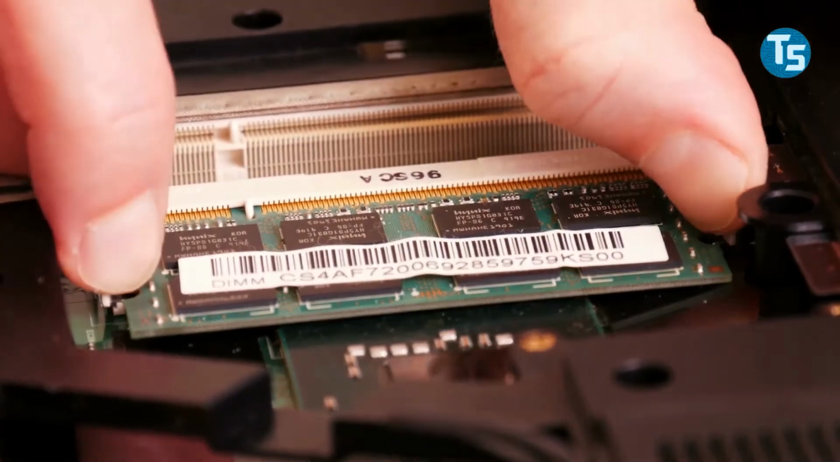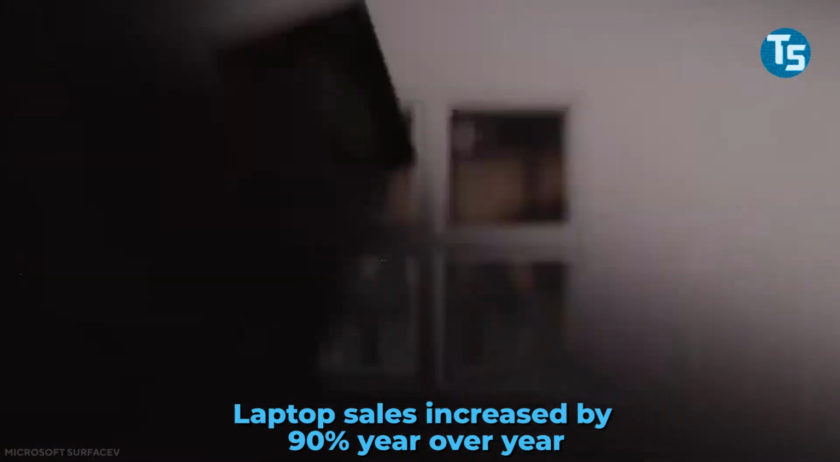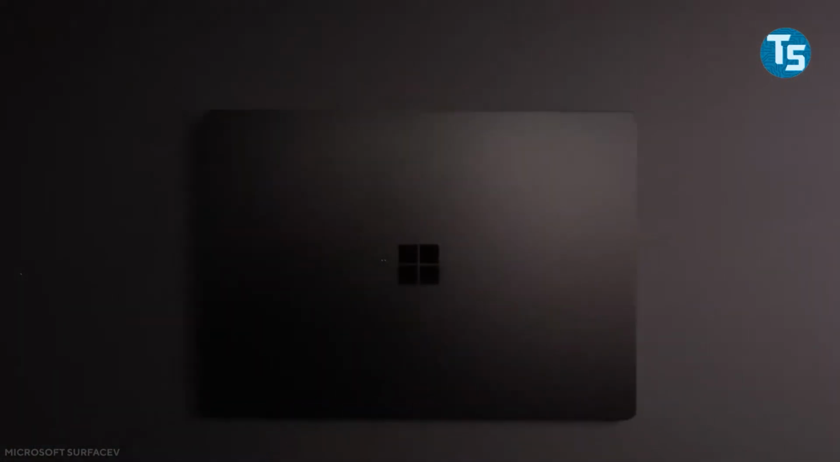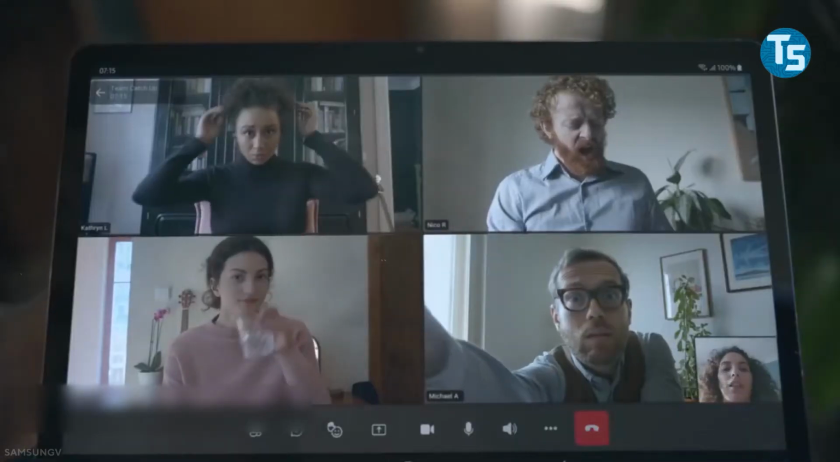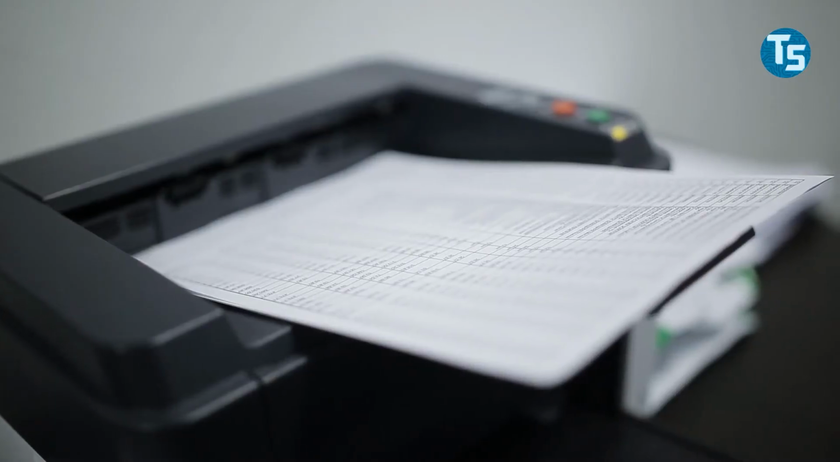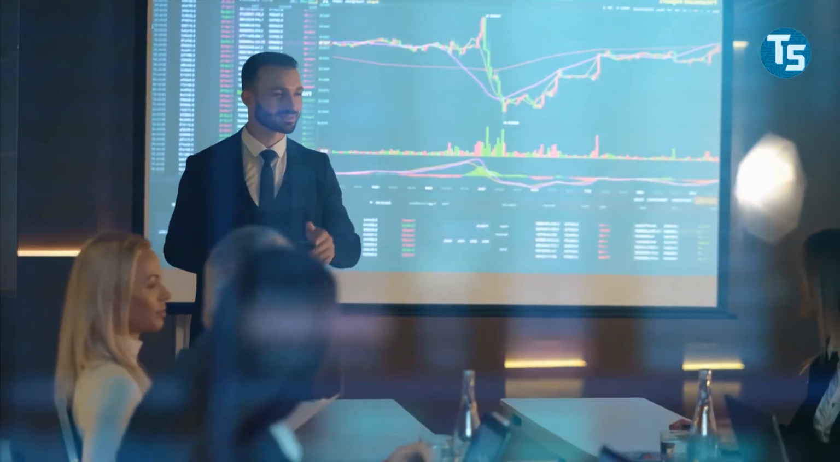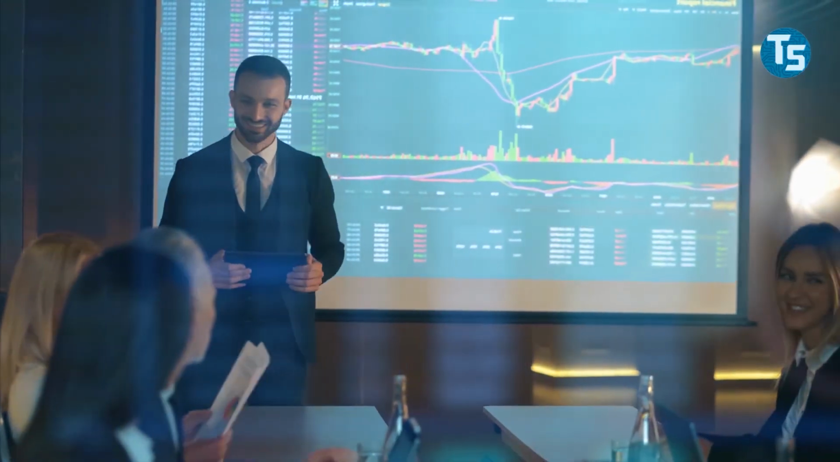Meanwhile, the computer sector was having a banner year in the same month. Laptop sales increased by 90% year over year. After a lengthy period of decline, tablet sales had begun to improve. The desktop computers and printers were flying off shelves and into delivery vehicles. So, how did one industry struggle while the other prospered?